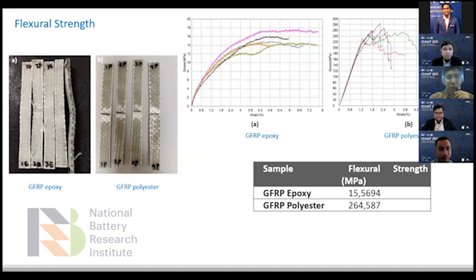point of view, we again have a lower fractural strength from using the epoxy-based glass fiber reinforced plastic, compared to the significantly bigger fractural strength of the unsaturated polyester-based glass fiber reinforced plastic, having a fractural strength of around 265 megapascal.